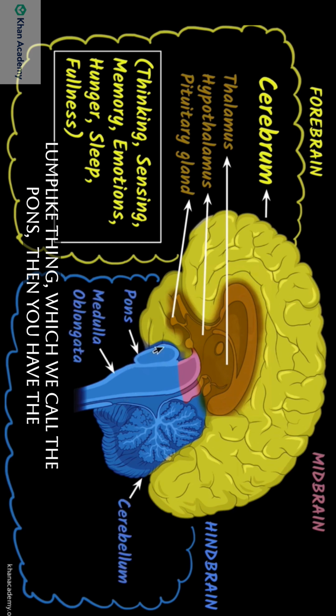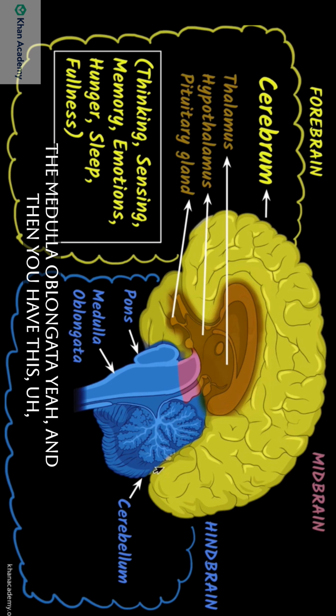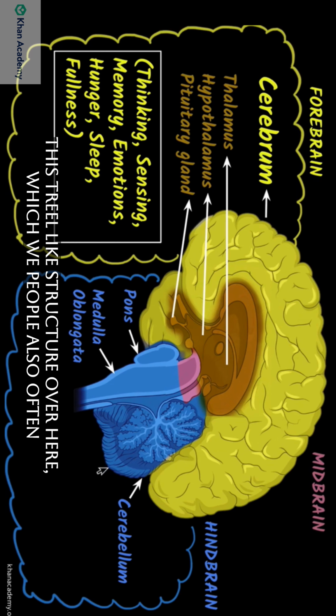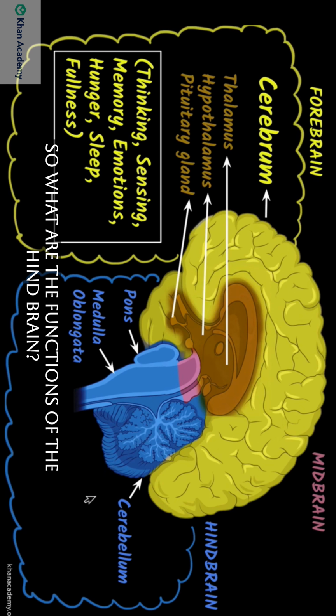You have this section, this lump-like thing, which we call the pons. Then you have the brain stem, which is called the medulla, or it's also called the medulla oblongata. And then you have this tree-like structure over here, which people also often call the small brain. It is called the cerebellum. So what are the functions of the hindbrain?